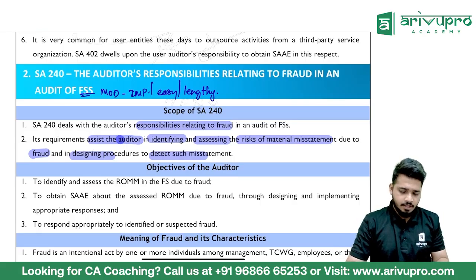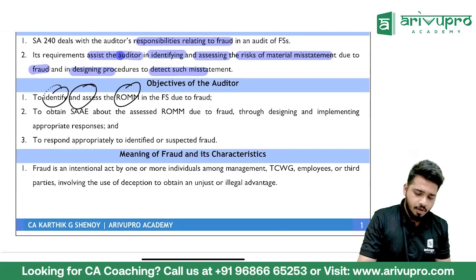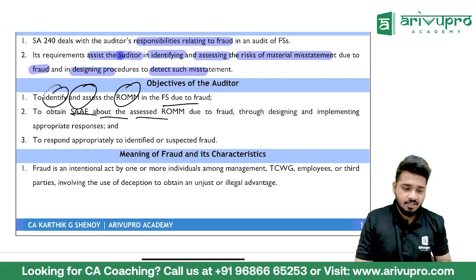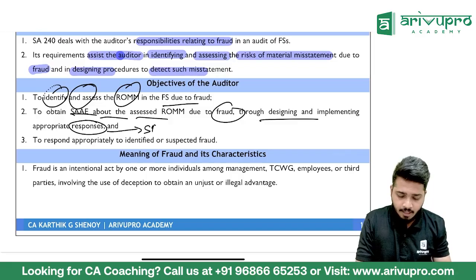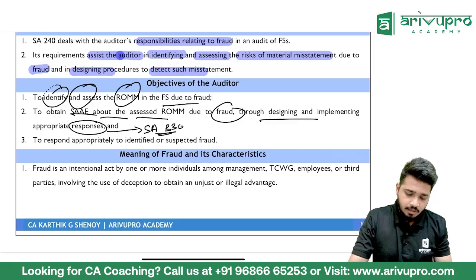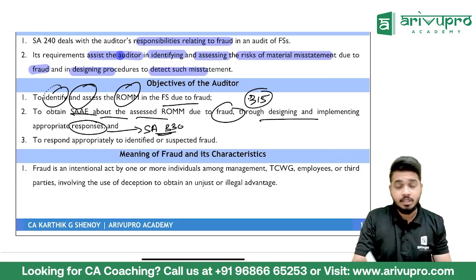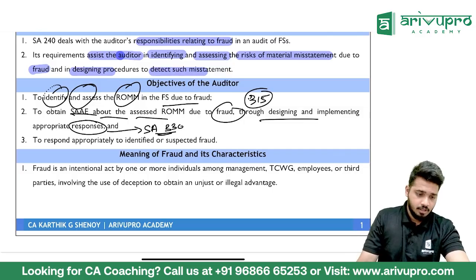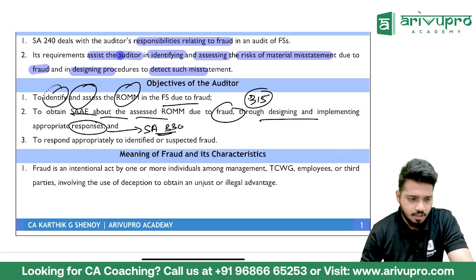Okay? Right, sir. What is the objective? Same objective, sir. Identify and assess ROMM in the financial statements due to fraud. Obtain SAAE about assessed ROMM due to fraud, through designing and implementing appropriate responses. The response we gave under SA 330. Clear? Evaluating ROMM is under 315. But applying the procedures to evaluate that here for fraud is SA 240. Clear? Yes. Yes, sir. Okay, sir.